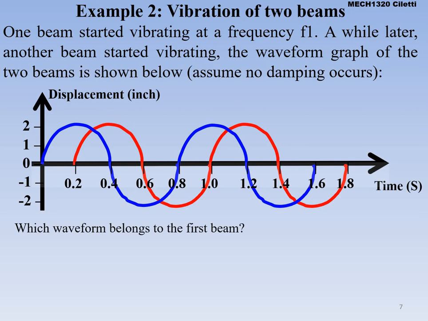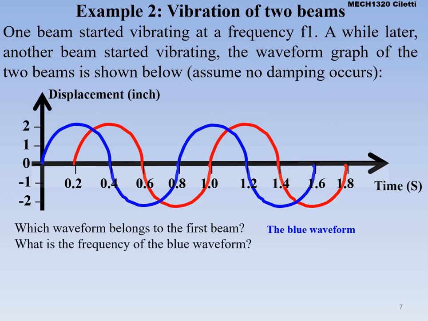So that would be which one here? The blue waveform. That's the first beam. The one that started a little while later was the red beam. So the first waveform belongs to the blue wave. The second one that started later is the red one, because we can see that from 0 to 0.2, there was a 0.2 second delay between the two waves.